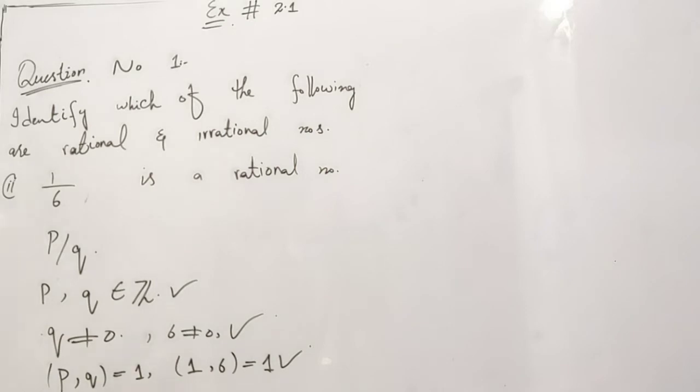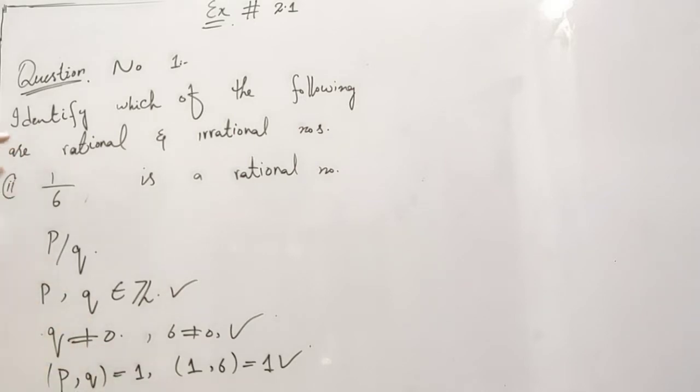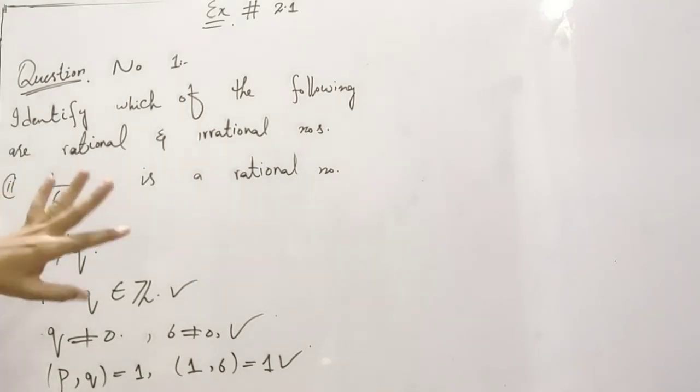We have learned these three conditions for any rational number. The first is that the number can be written in the form of p over q, and p and q belong to the set of integers, and q should not be equal to 0, and the GCD of p and q is equal to 1. So we compare these conditions with the question. So we can say that 1 by 6 is a rational number.